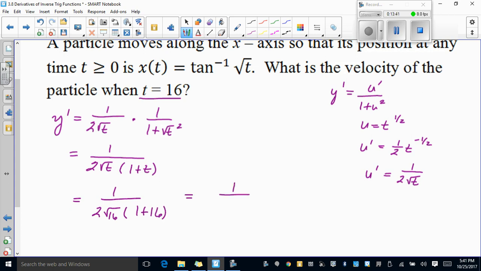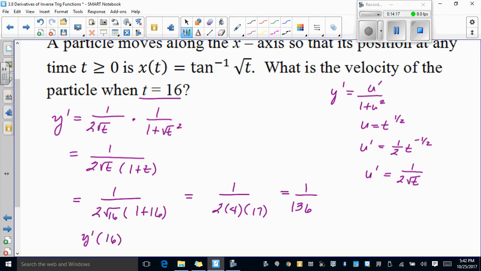And 2 times 4 times 17, I honestly don't remember, so we'll pull up the calculator. I get 136. So this is equal to 1 over 136. Okay, there you go. And so if we really had to go in there, it would be y prime at 16 equals 1 over 136. They did not tell us anything about units, minutes, seconds, miles, meters, nothing.